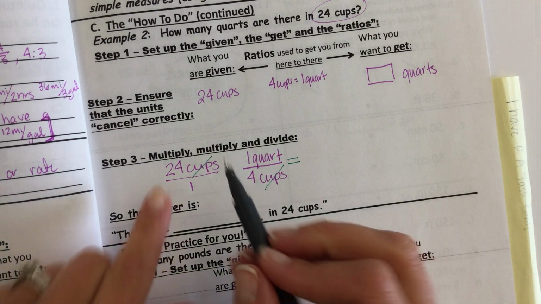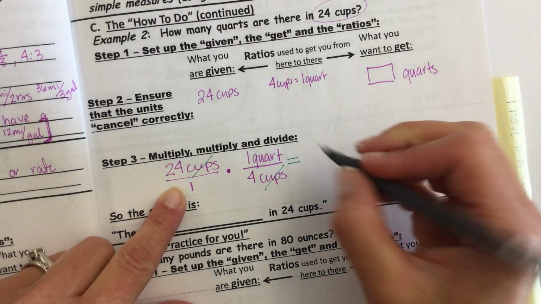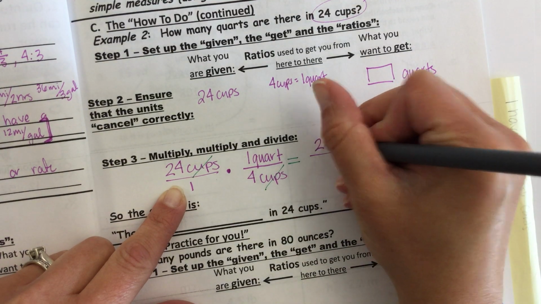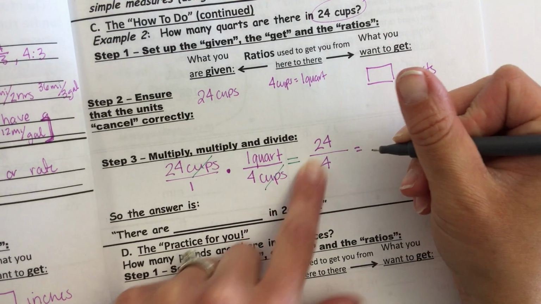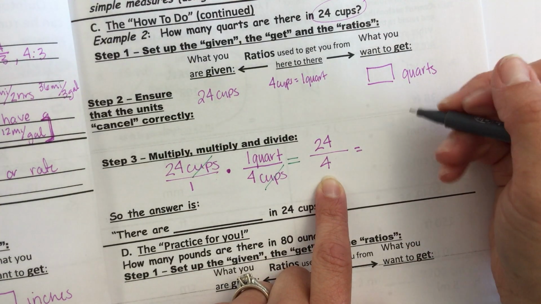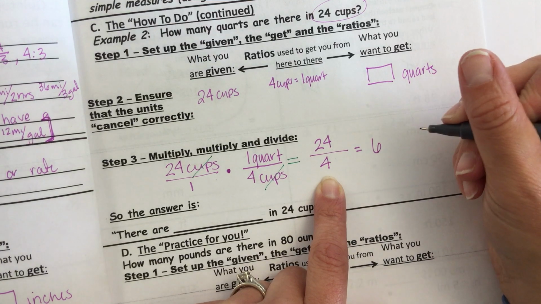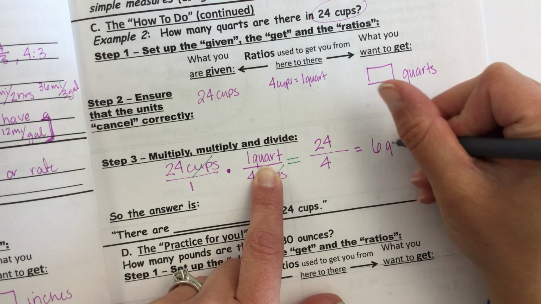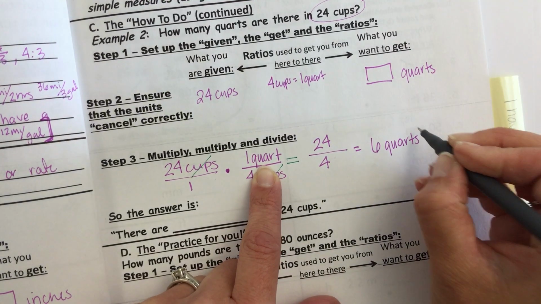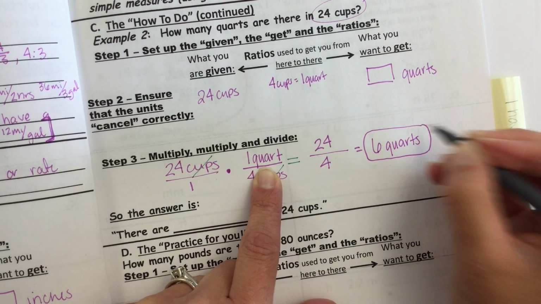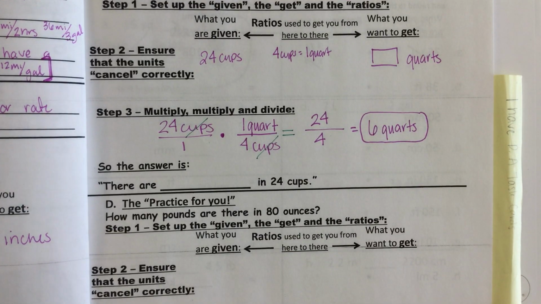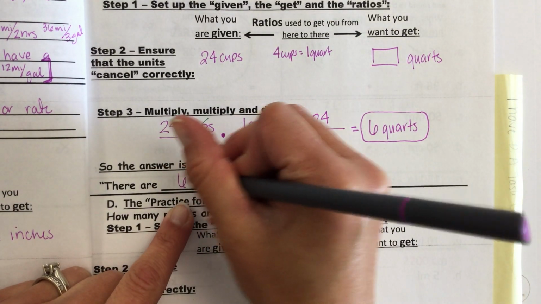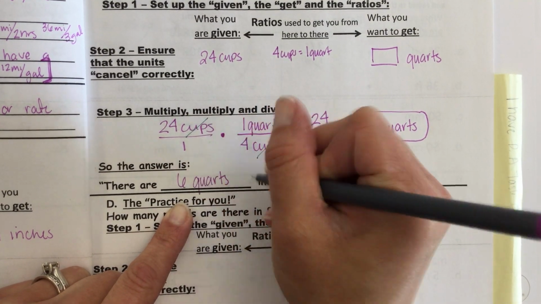So then our job is to multiply across. 24 times 1 gives us 24. 1 times 4 gives us 4. And then we're going to simplify this with division. 24 divided by 4 is 6. Yep. And then what's our label? Quarts. So there are 6 quarts in 24 cups.